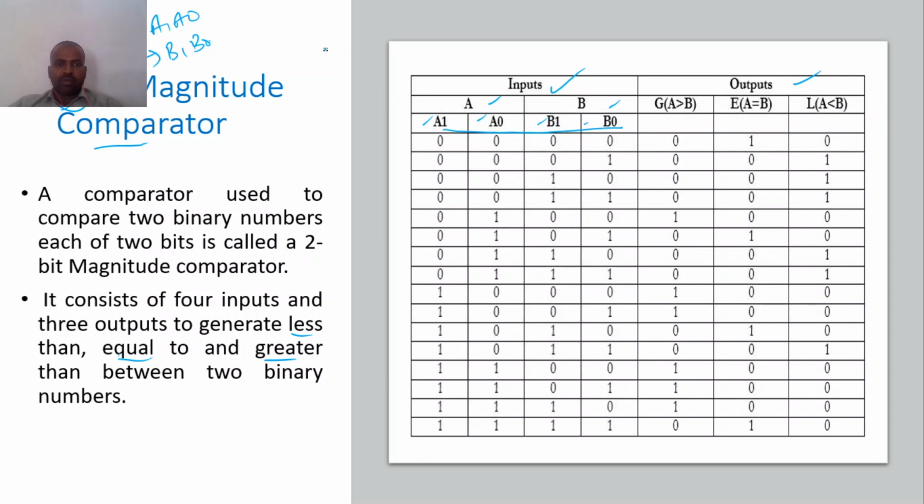Total inputs are 4, so 2 to the power n combinations. 2 to the power 4 is equal to 16 combinations. So let's start to write from 0, 1, 2, 3 up to number 15. So totally 16 combinations are available. Right, so now let us take a value.